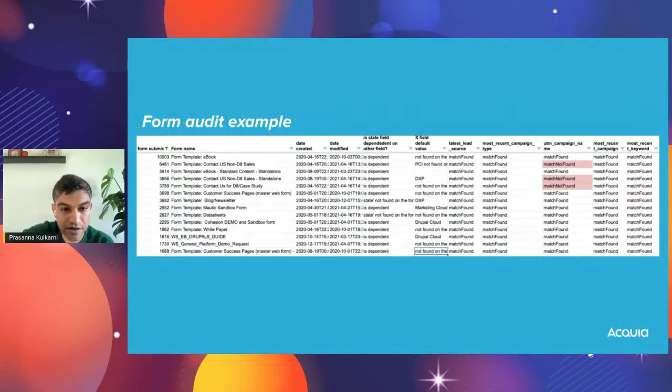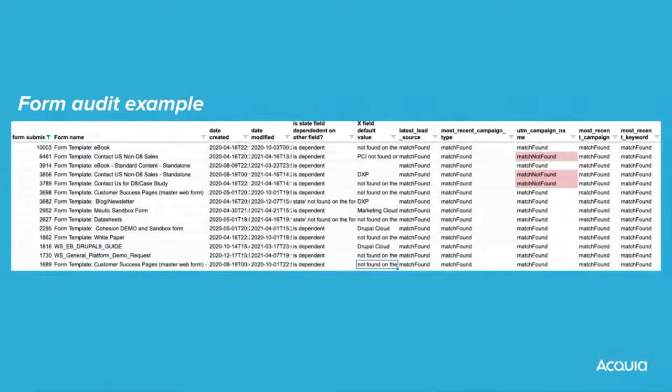It might be a little small for the screen, but these are all the form names. And thank you, Daniel. These are all the form names over here. And now we have to prioritize which forms to go and edit first. So we have form submissions over here for the last 1 year that was also captured through Mautic REST API.